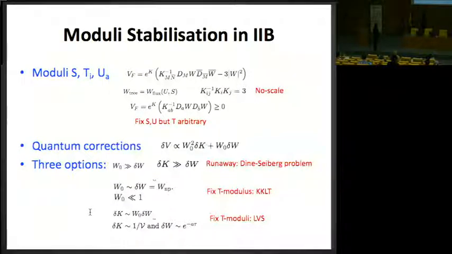And automatically that tells you that volume is exponentially big, exponentially large, because proportional to volume is e to a tau, and tau is bigger than 1 because it is proportional to 1 over the string coupling. So that's the LVS scenario. So we have these three possibilities, and that's what people have been building up in the last 15 years or so.